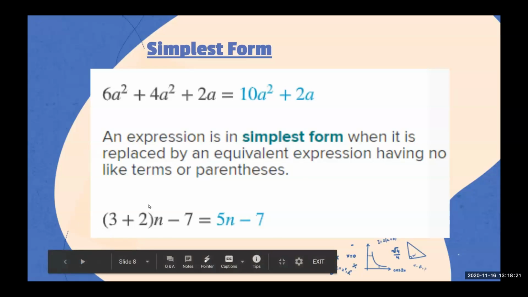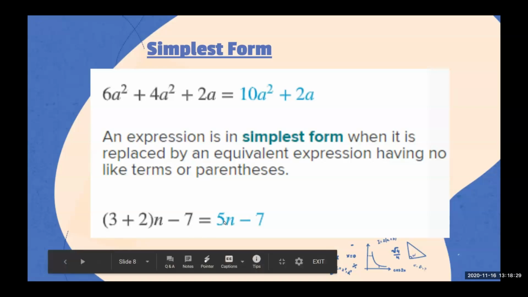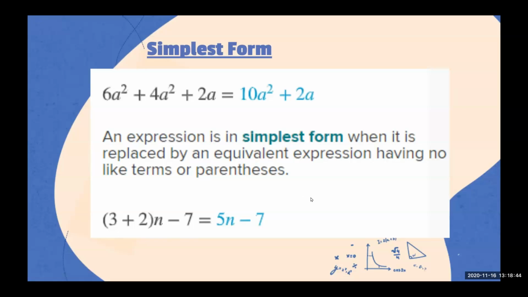Down here we had some parentheses going on, pretty easy to get rid of because we can just do 3 plus 2 is 5. Now we don't need the parentheses anymore. And the 5 in front of the n, take away 7, no more like terms, no parentheses, so it's in simplest form. All right. So straight out of your textbook, just trying to make sure we know these basic ideas because we'll use them a lot from now forward.